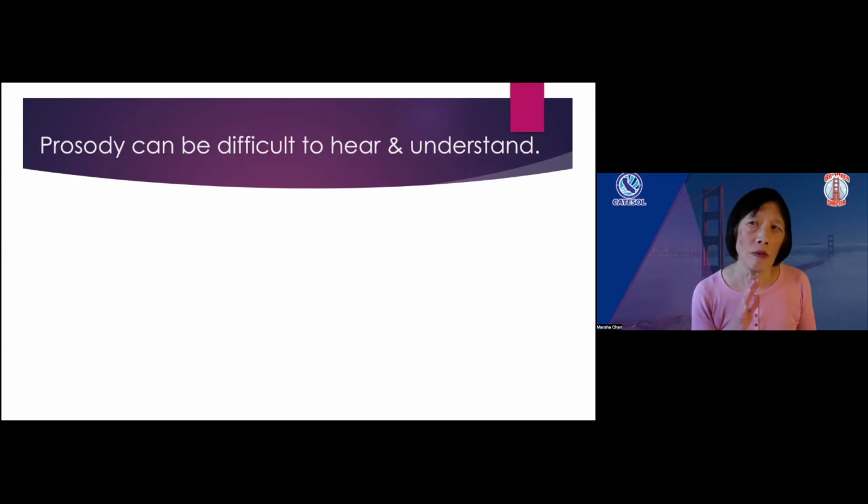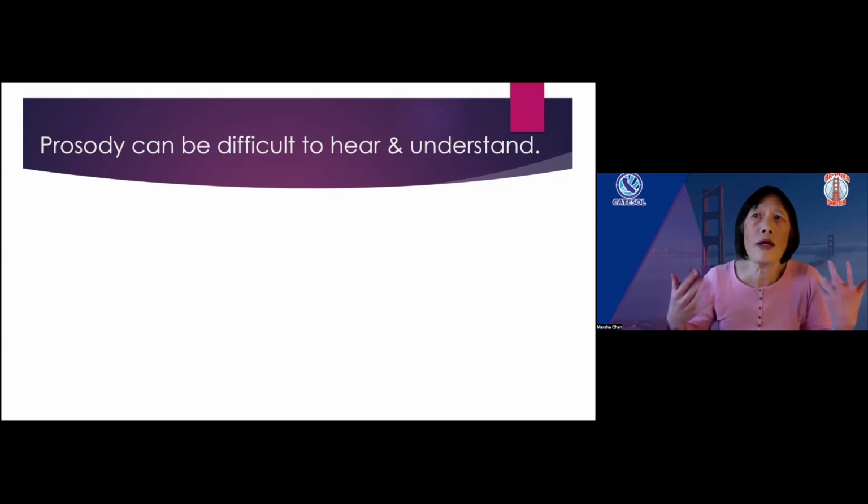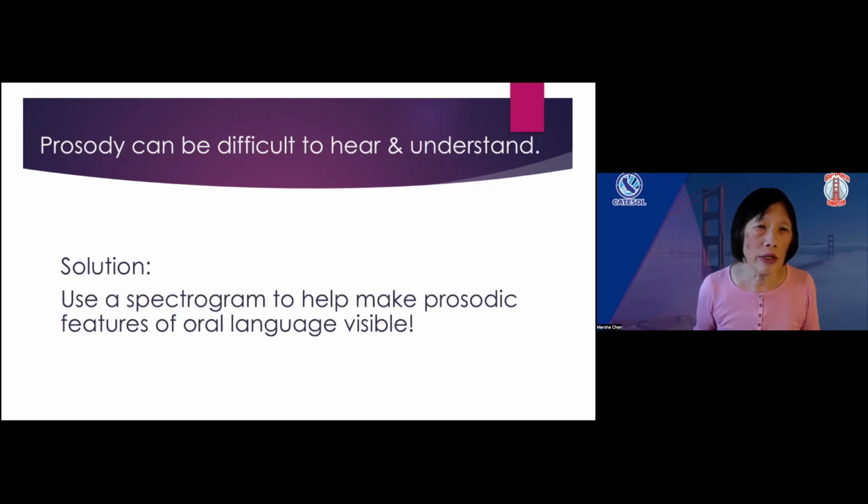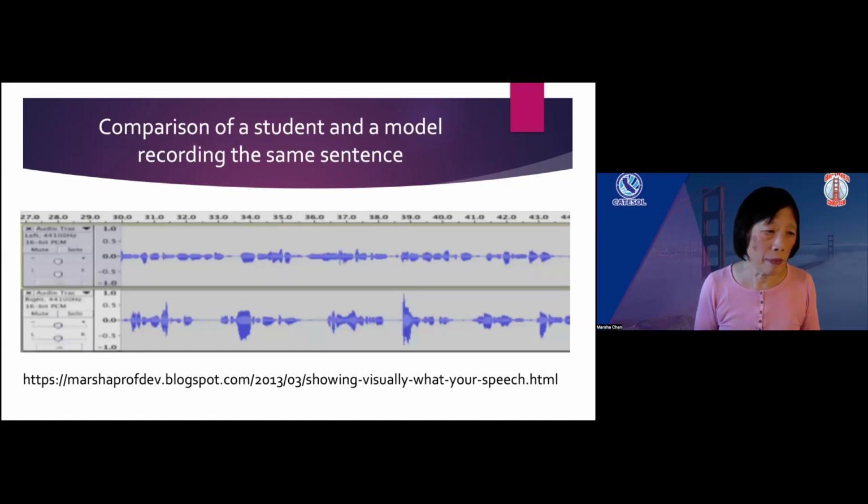Now, prosody is talking about all these suprasegmental aspects, the things that are not codified by letters A, B, C, D, and so forth, right? So phonemes are more likely to have some sound-symbol correspondence, but the prosody, the intonation and the stress and the pausing, these are all kind of difficult to hear, and for learners maybe to hear and understand. So one solution that we can use is to use a spectrogram to help make prosodic features of oral language visible. So here's an example.